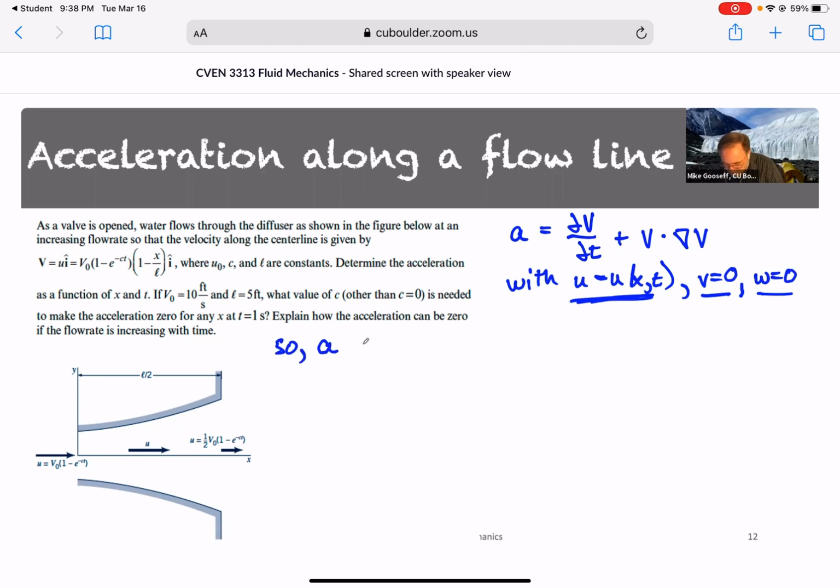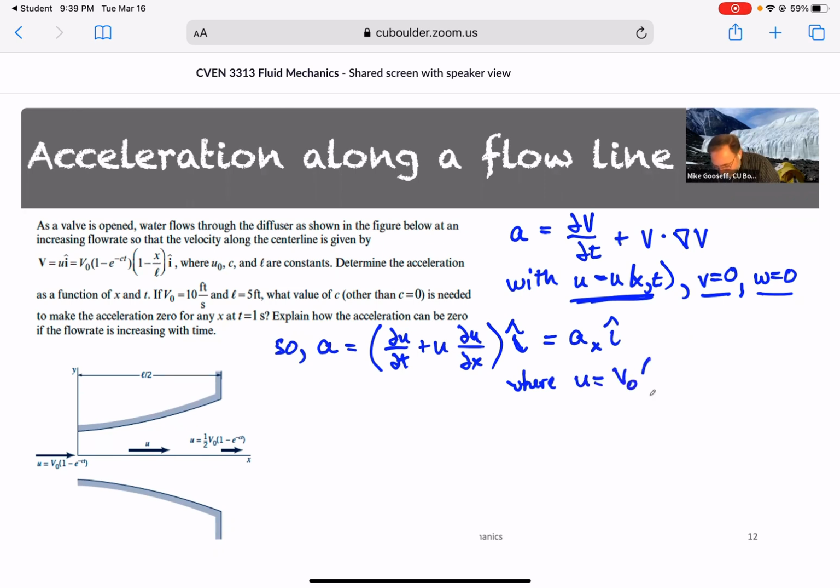So what this then becomes is that the acceleration vector is equal to del u del t plus u del u del x. So in other words, how is the one-dimensional velocity changing with position? All of this times the i hat vector. This will be equal to the acceleration in the x direction times the i hat vector, where u is equal to v naught, as we were given in the problem statement, v naught times (1 minus e to the minus ct) times (1 minus x over L), some length L.